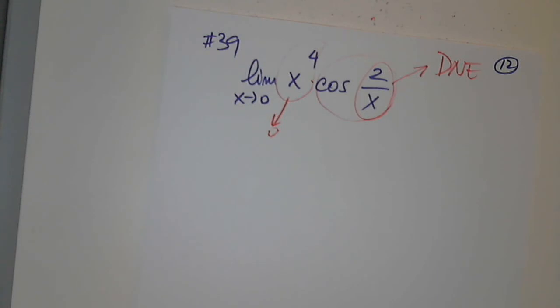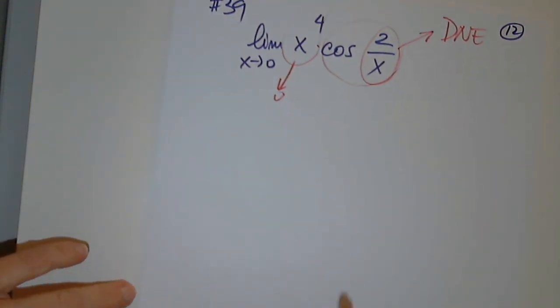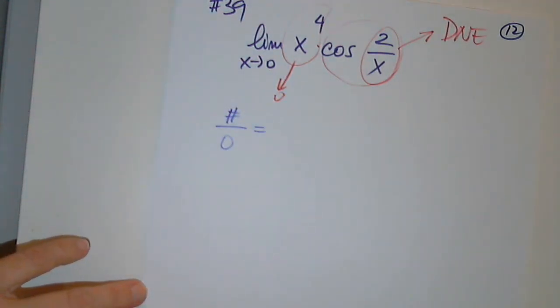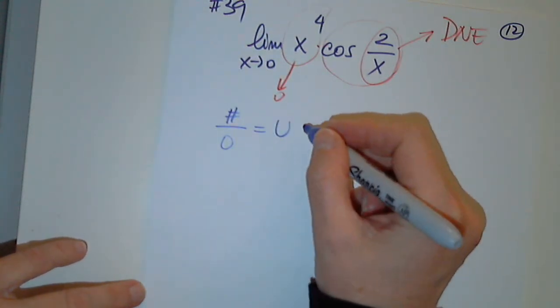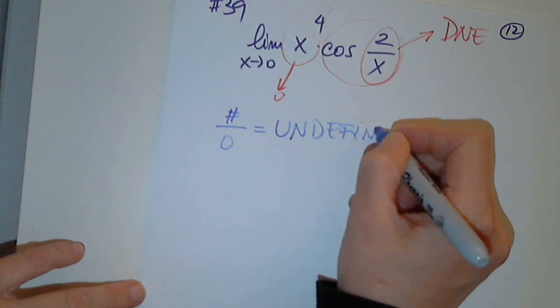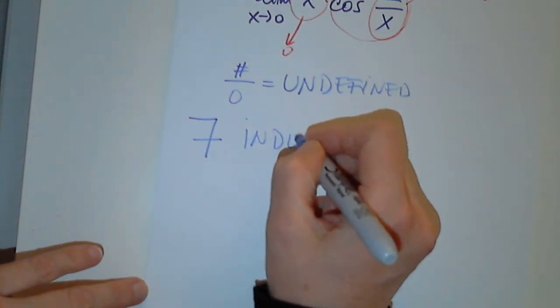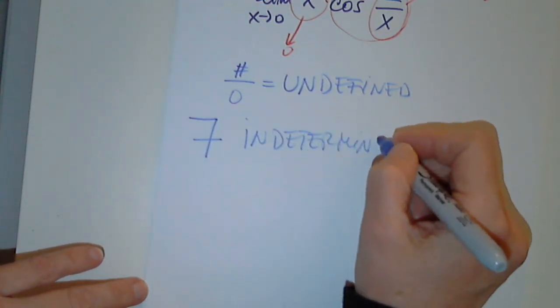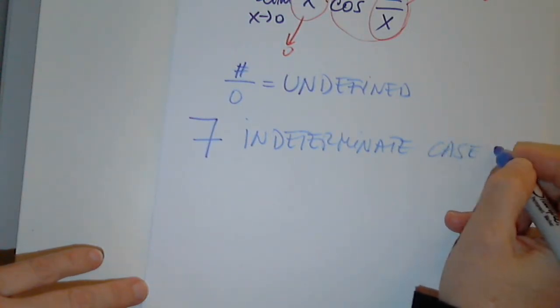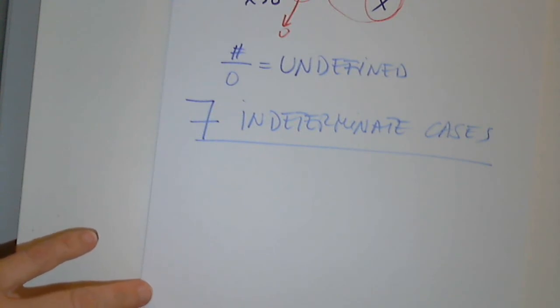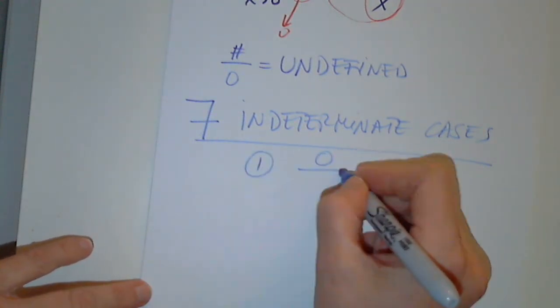But you could say, oh, wait a minute, 0 times... No. We can't conclude that. And you will see later, and I want to give you the heads up. We know that a number divided by 0 is called, that fancy word, undefined. But there are 7 indeterminate cases that we are going to see throughout the semester. Not undefined, indeterminate, 7. We already saw the first one.